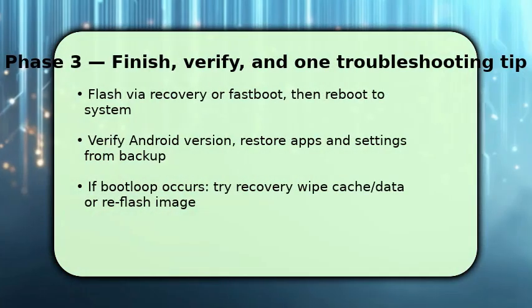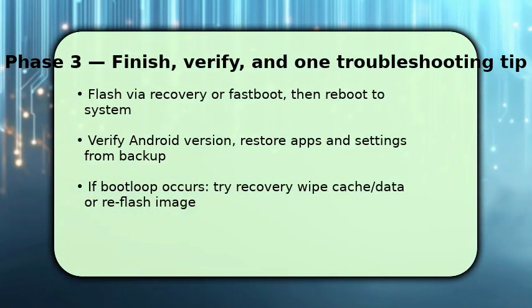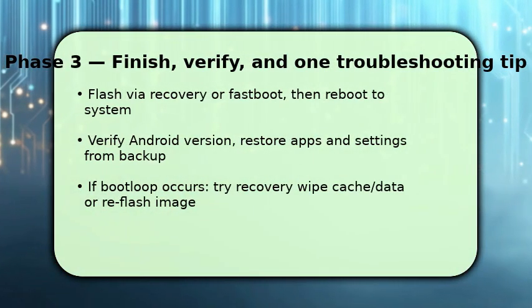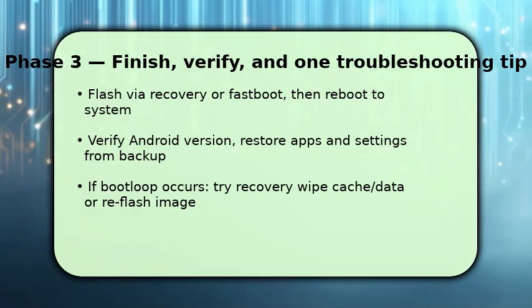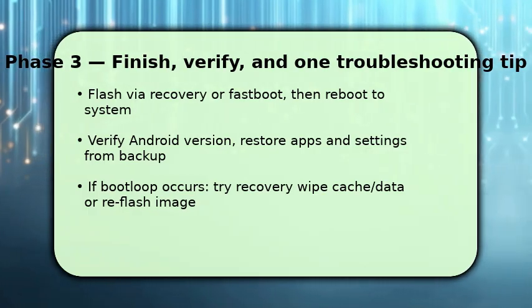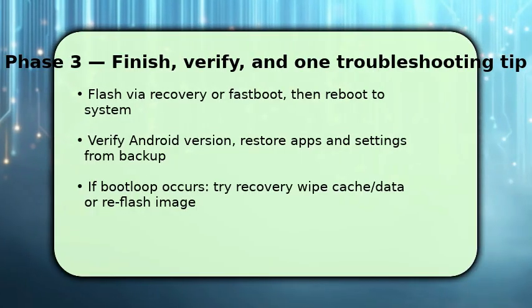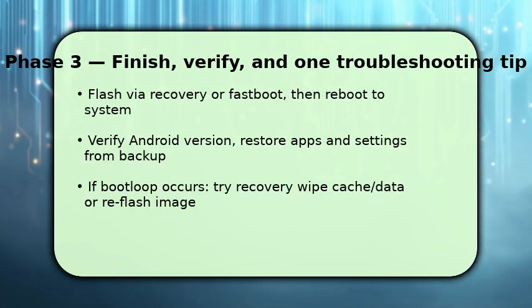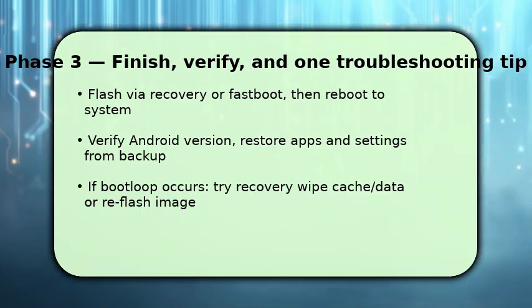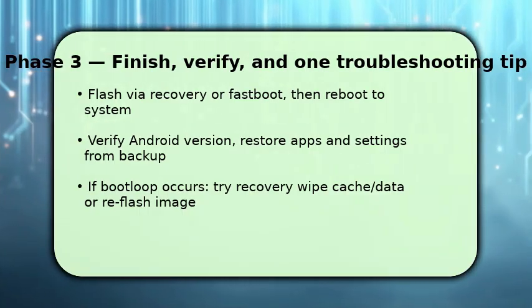You complete the process by flashing the update through recovery or Fastboot. Select the package and confirm. After flashing, reboot to system and allow the first boot. This can take longer than normal as apps optimize. Once the phone loads, verify the new Android version in settings and then restore apps and data from your backup.